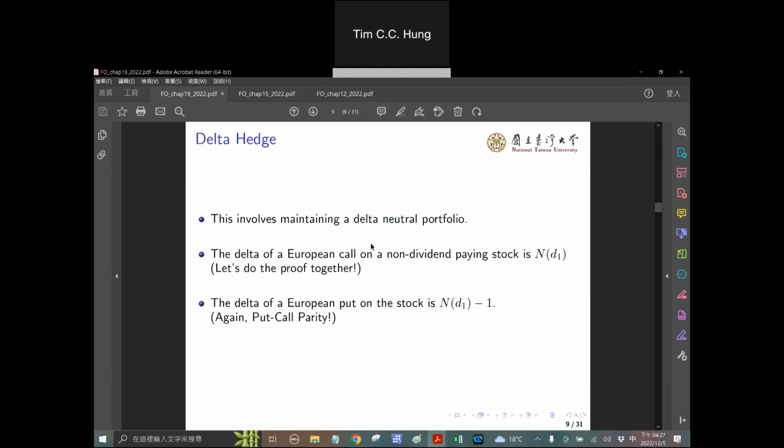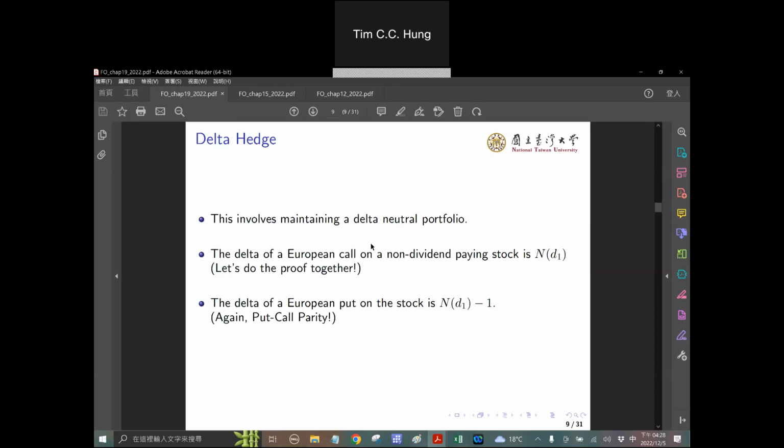So basically, throw this to the right-hand side: partial P over partial S0, which we define as the delta of the put, equals N of d1 minus 1. So much easier, so much happier. With put-call parity, we can first show that the delta of a European call is N of d1. The delta of a European put is actually N of d1 minus 1.